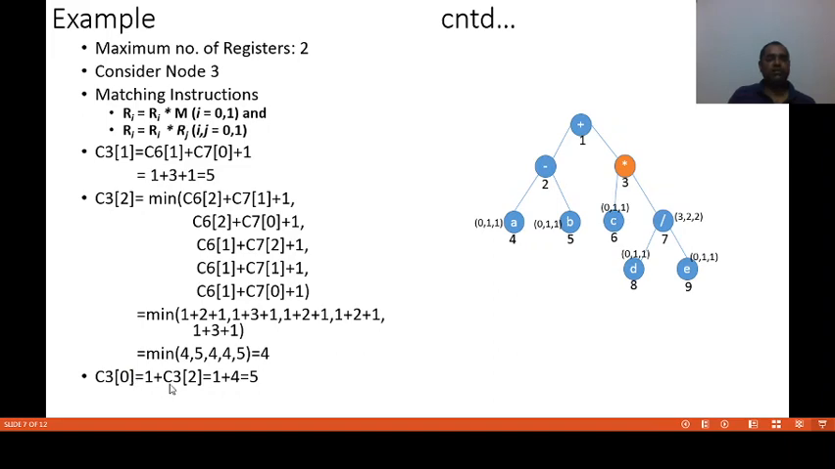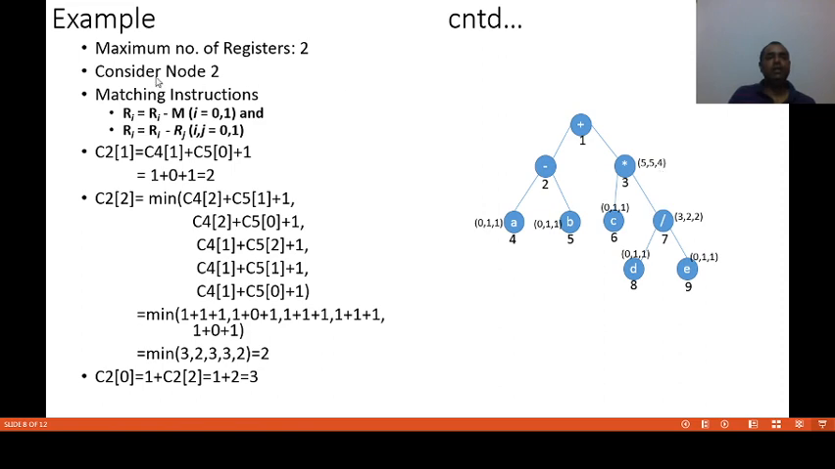In this way we can calculate the cost for evaluating node 3 with 0 registers. This one. That will be what? 1 plus the cost of evaluating node 3 by using 2 registers. That means if I am using 2 registers to evaluate this node, and after evaluating the node I am releasing both registers, and after that I am storing the result. That will be what? 1 plus C32, that is what? Basically 4. So it will be 1 plus 4, that is 5. So here the cost is what? For 0 registers 5, for 1 register 5, and for 2 registers 4.